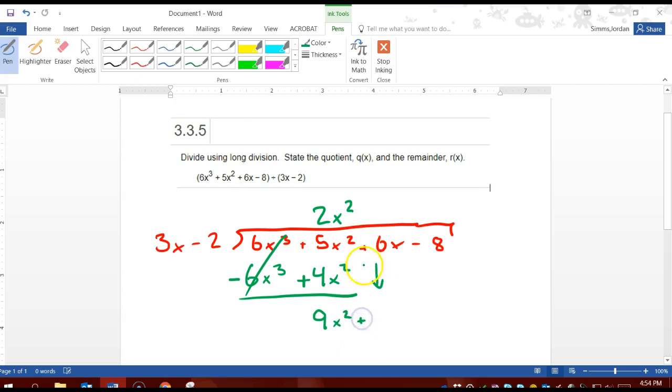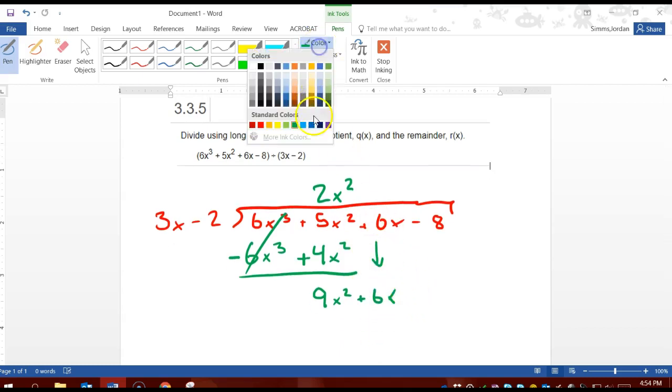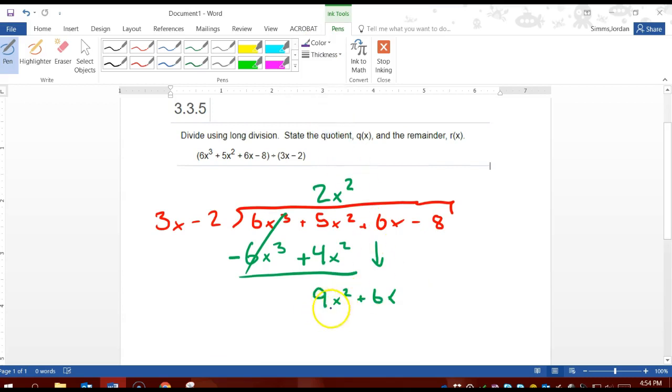Next, we'll drop down this plus 6x, and we'll rinse and repeat. What's 9x squared divided by 3x? We can write it right in here if you want. 9 divided by 3 is plus 3. X squared divided by x is x. And we'll rinse and repeat this now. And you can see our answer has these nice descending powers of x too, which is good.